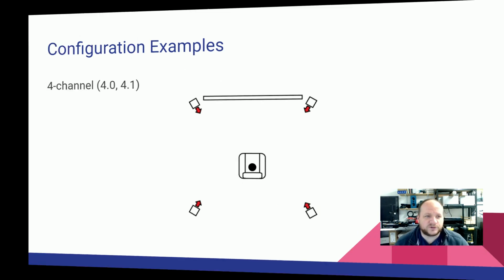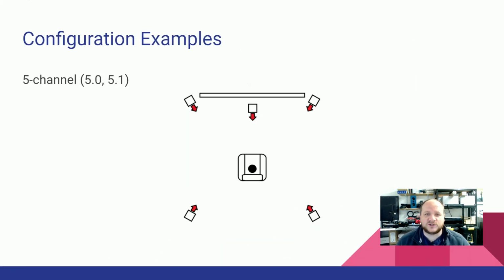So that's 4-channel surround. Next step up is essentially just the addition of the center channel, and that gives you your 5-channel or 5.1 surround sound setup. I haven't added subwoofers on any of these diagrams because that's a different topic altogether. For now, we're just concentrating on the main surround channels available.